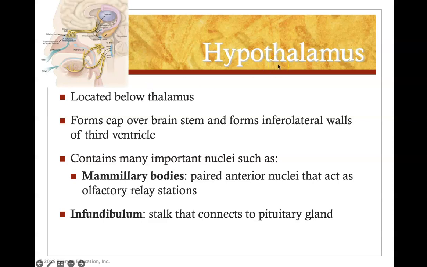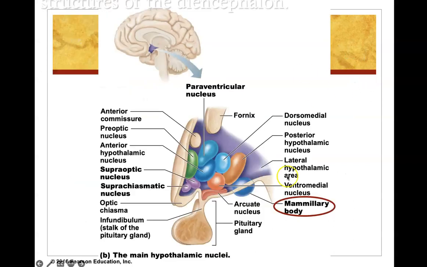So I like to tell you what the mammillary bodies do because you will have to know them for lab. When you're looking for these mammillary bodies, all you have to do is find the pituitary gland and then the stalk called the infundibulum, and then look just behind that and you're going to see these little structures that are sticking out like this. Those are the mammillary bodies.